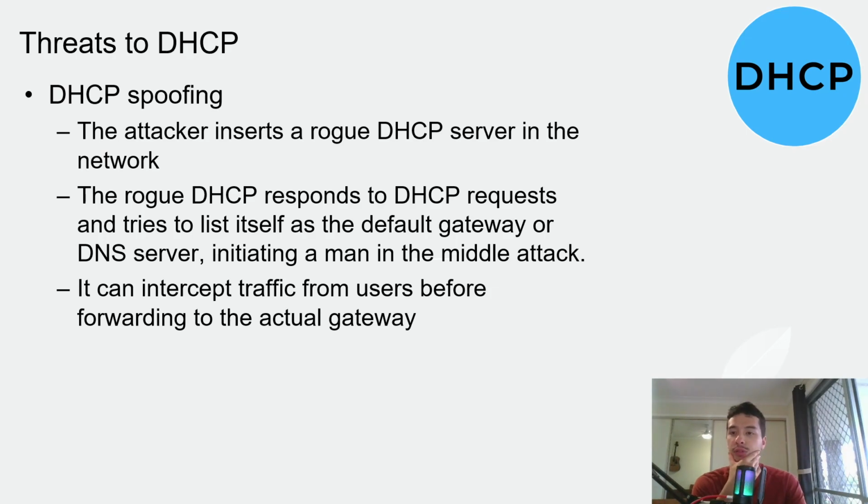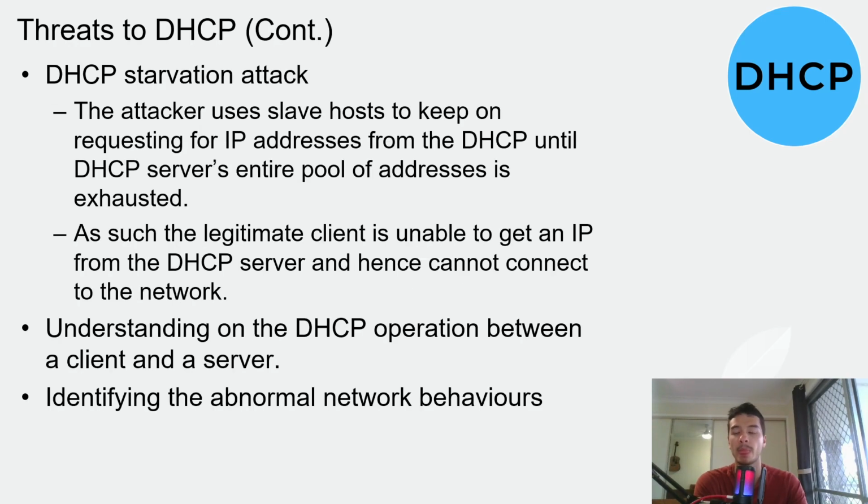So DHCP spoofing: the attacker inserts a rogue DHCP server into the network. The rogue DHCP responds to DHCP requests and tries to list itself as a default gateway or DNS server, initiating a man-in-the-middle attack. That was a really hard word to say. It can intercept traffic from users before forwarding to the actual gateway.